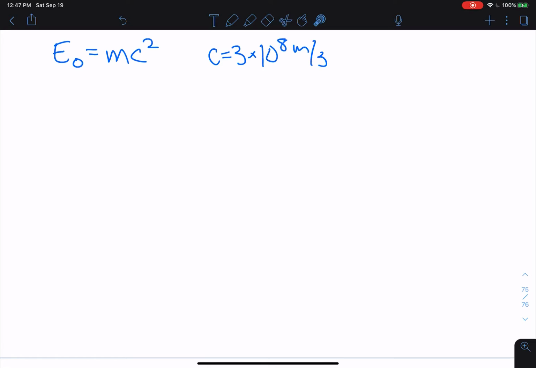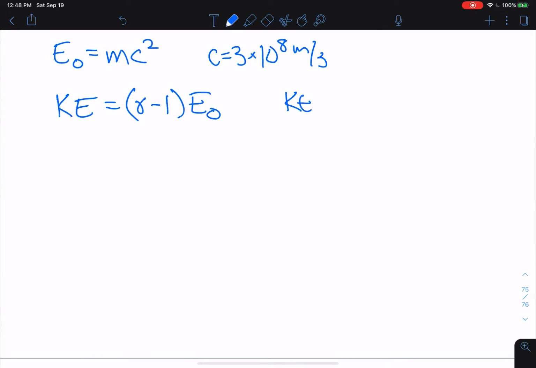Now, Einstein, of course, came up with this formula. He also came up with a different formula for kinetic energy. He came up with this formula: kinetic energy equals gamma minus 1 times the rest energy. Now this formula looks nothing like our traditional formula for kinetic energy. We have, of course, used this formula very many times. And these look nothing alike.